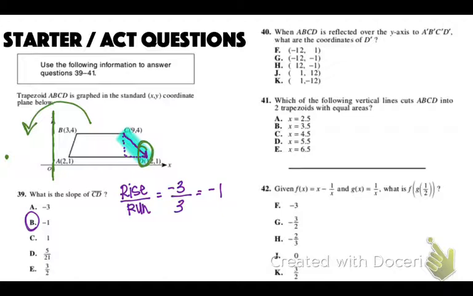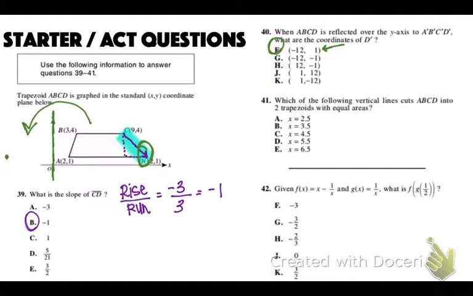So the y coordinate stays the same. If I look at all these, the only one where the y coordinate stays the same is F right here. So it must be F, because if we reflect this, instead of going to 12 on the positive x-axis, we're just going to go to 12 on the negative x-axis.